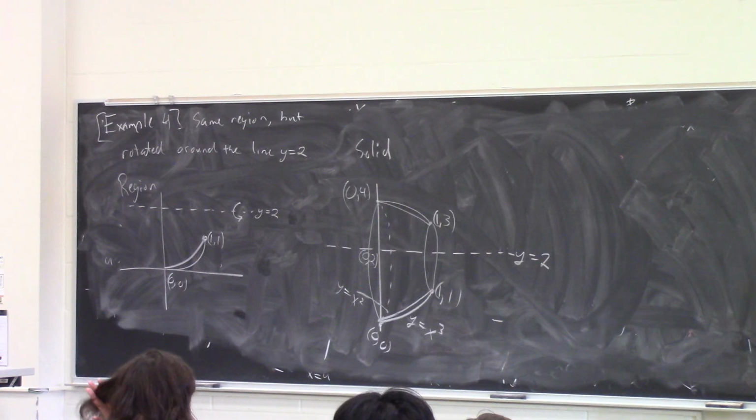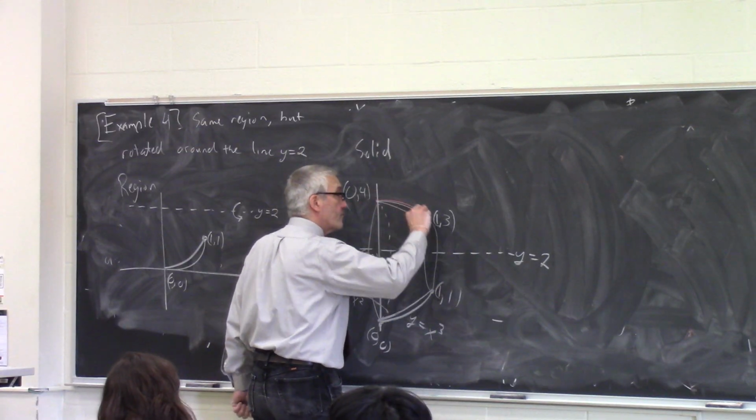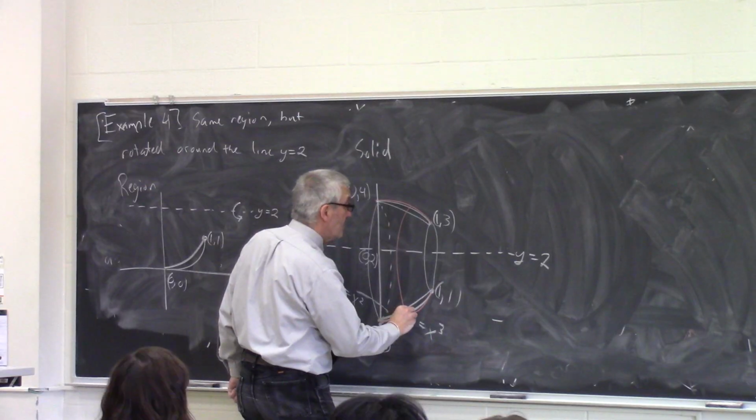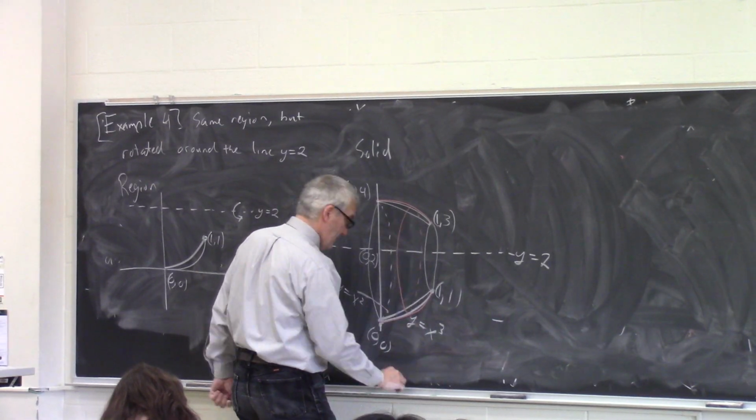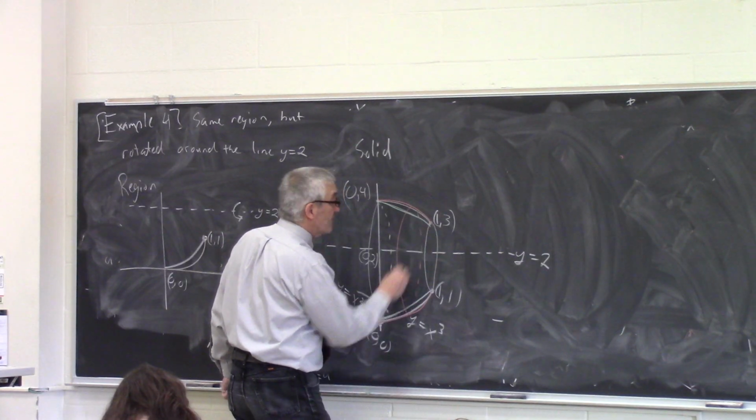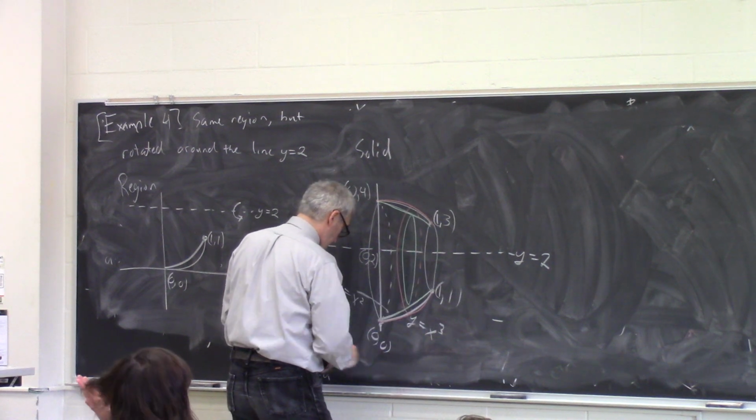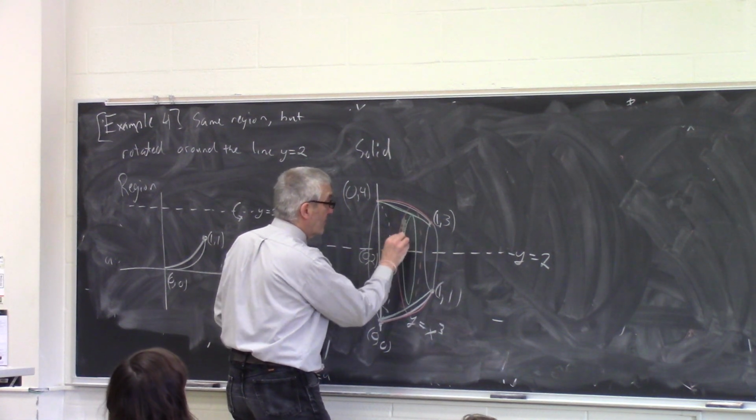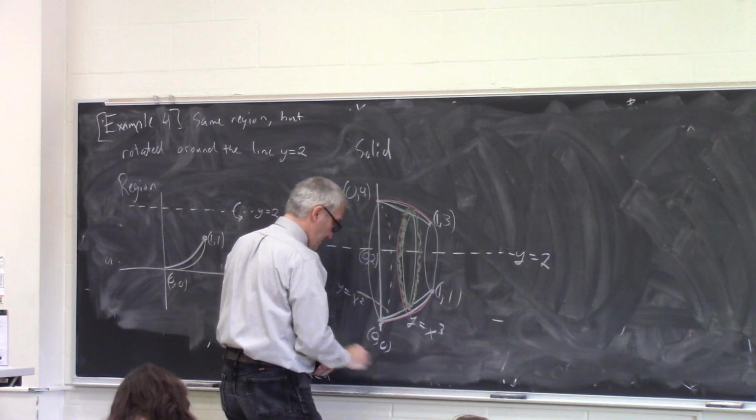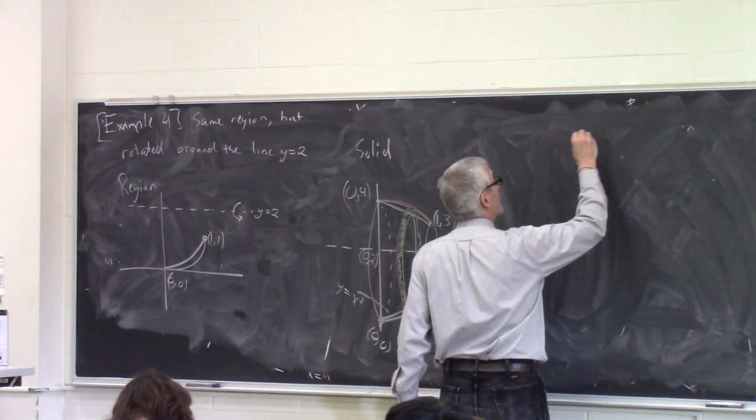Well, I'm going to draw the outer graph in red. And it spins to give me a red circle. And the inner graph I'm going to draw in green, and it spins to give me a green circle. And so then my slice is there. So region, solid, slice.